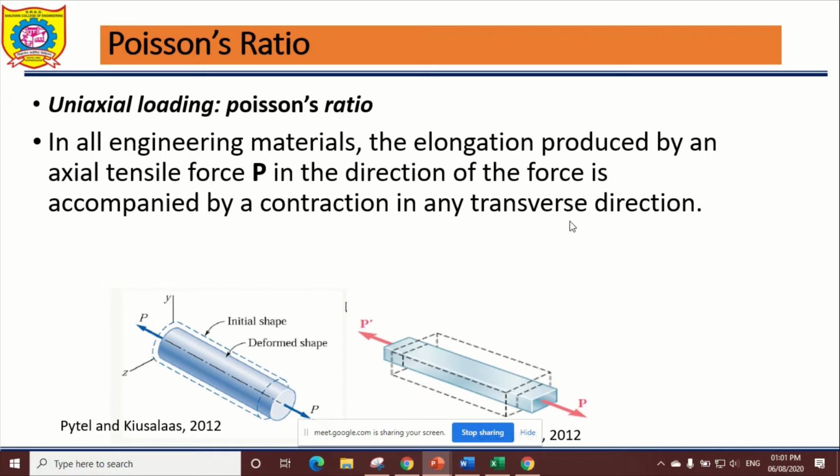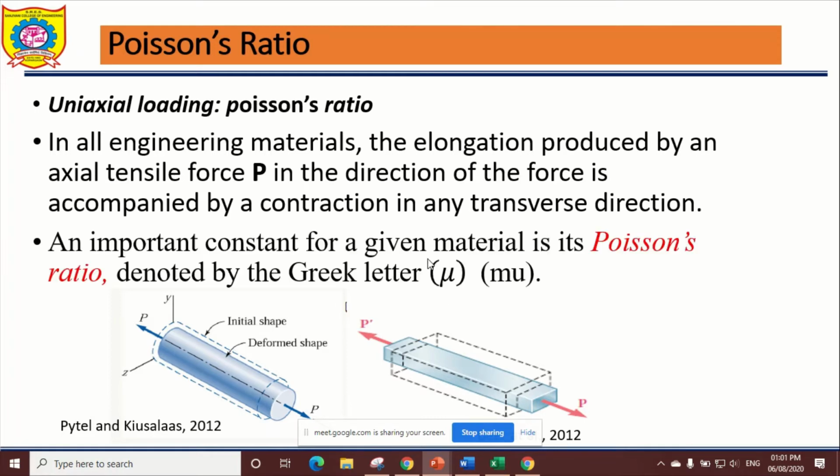Transverse direction means the directions at a right angle, so those directions are called the transverse directions. And an important constant for a given material is its Poisson's ratio. It is denoted by the Greek letter mu. So we are using the notation mu for Poisson's ratio, and then we'll see the definition of Poisson's ratio.